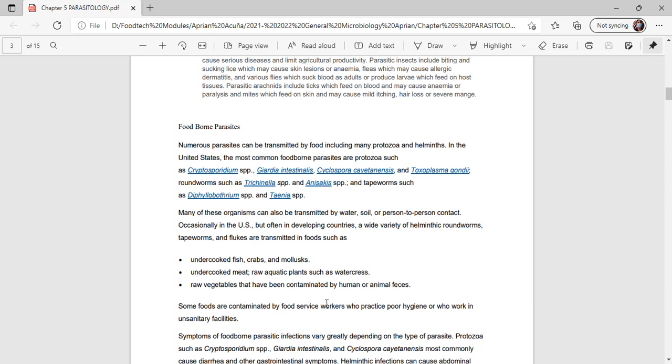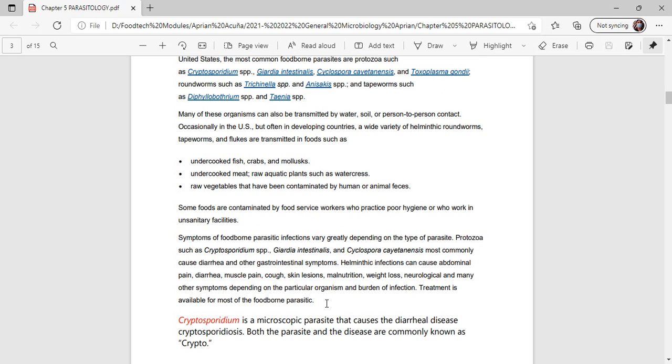Okay, many of these organisms can also be transmitted by water, soil, and person-to-person contact, occasionally in the US. But often in developing countries, a wide variety of helminthic roundworms, tapeworms, and flukes are transmitted in food such as undercooked fish, raw crabs, and mussels, and also undercooked meat, raw aquatic plants such as watercress, and raw vegetables that have been contaminated by human or animal feces. Okay. Some foods are also contaminated by food service workers who practice poor hygiene or who work in unsanitary facilities.